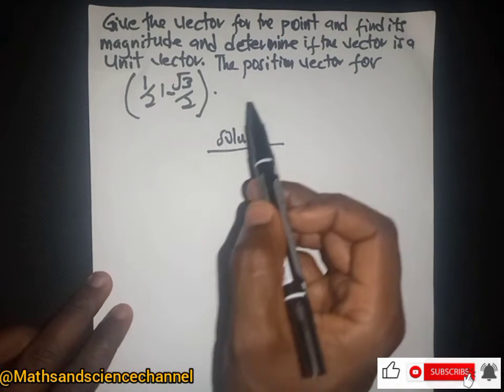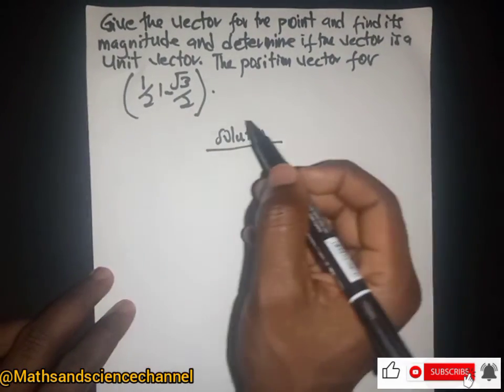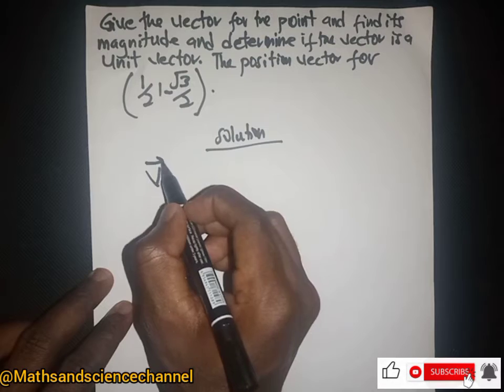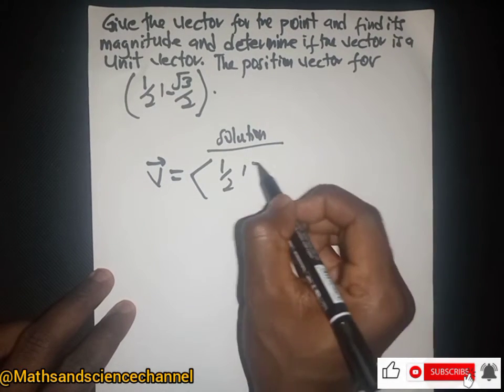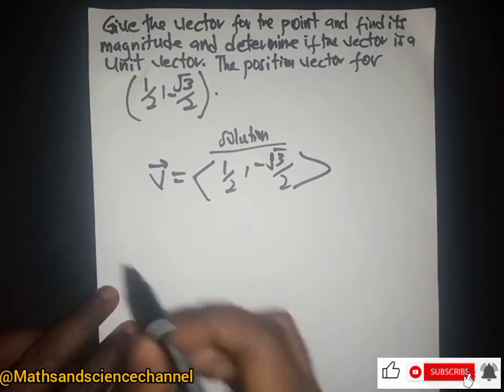So if we have this position vector, then if we are to write the vector of that point, we can write, let's say vector v is just equal to 1 over 2, and negative root 3 over 2. So it's just the same as that. That will be for the first part.